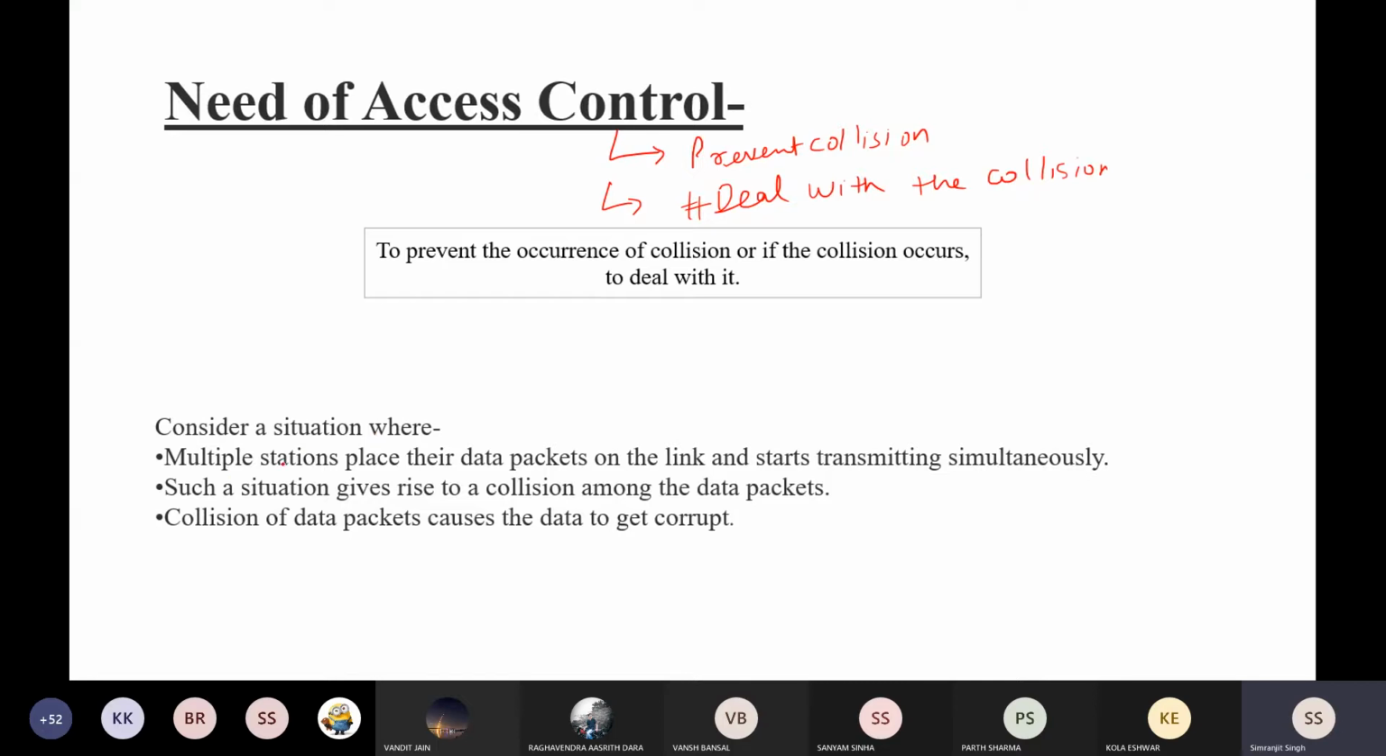Now consider a situation where multiple stations place their data onto the link and start transmitting simultaneously.